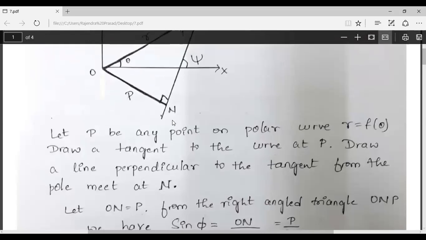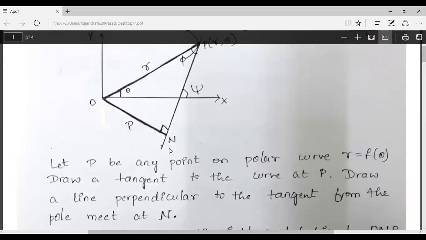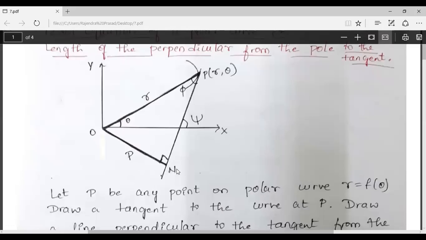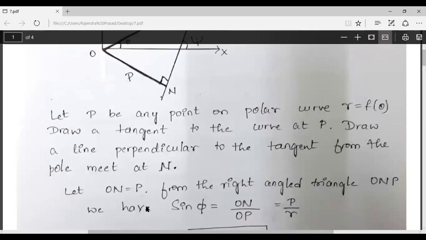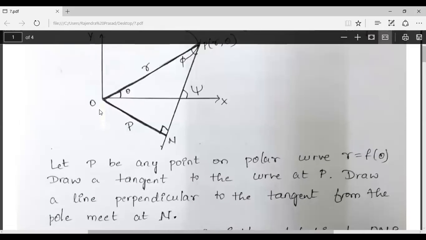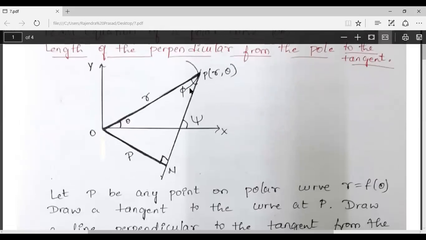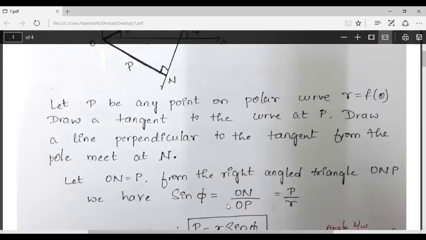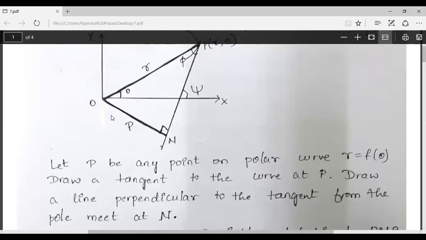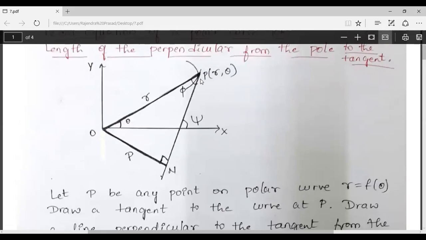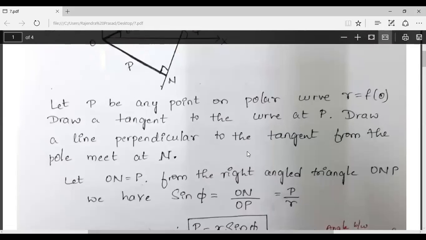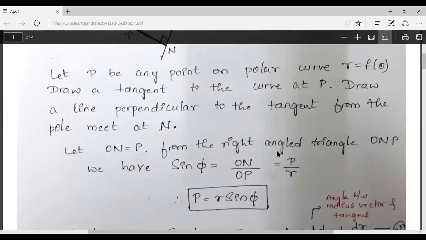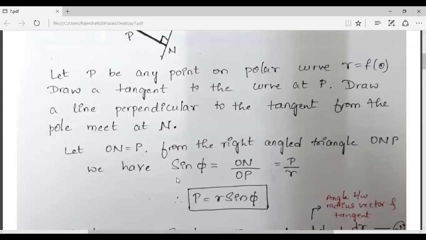We shall take the right angled triangle ONP. Observe carefully here. ONP is the right angled triangle. Next, we shall consider sin psi. Sin psi is equal to what? Opposite by hypotenuse. Clear? Opposite we have here p, hypotenuse we have here OP, so ON by OP. From the right angle triangle ONP, we consider sin psi.